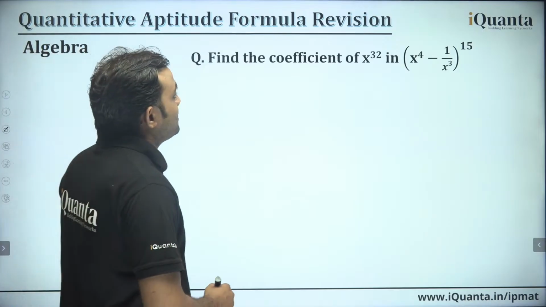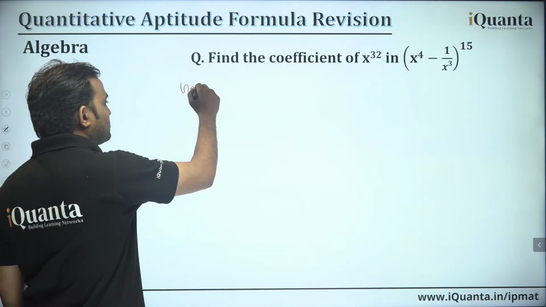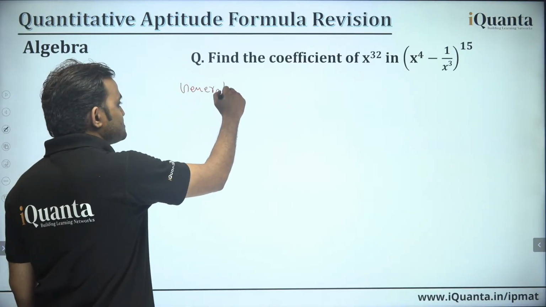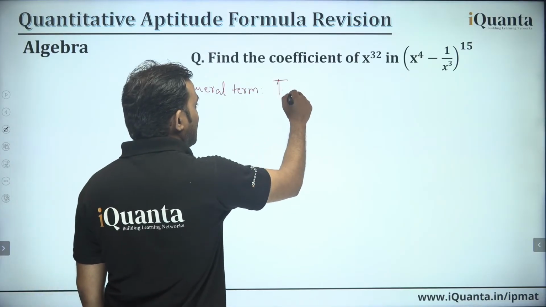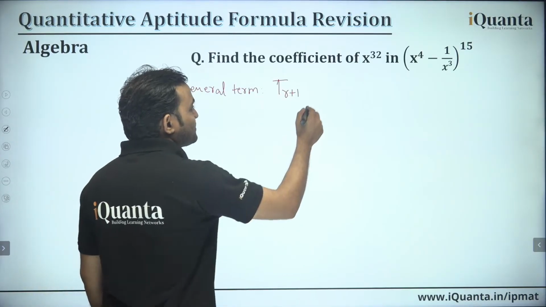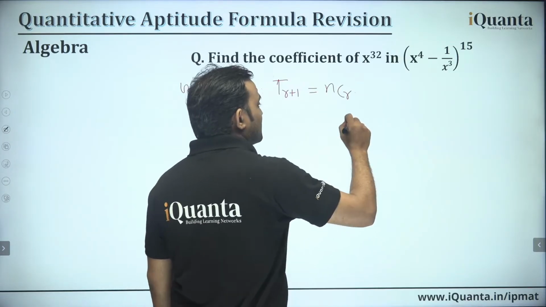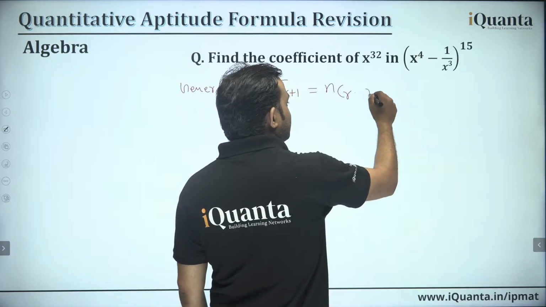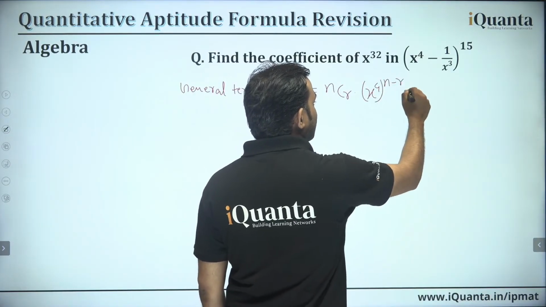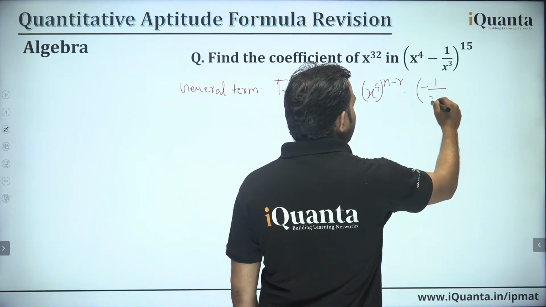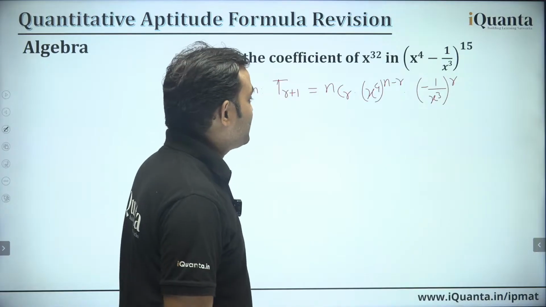So find the coefficient of x to the power 32. What will be the general term? Let's find out the general term. The general term is basically T(r+1). T(r+1) means nCr into, in this case, x to the power 4 to the power n minus r into minus 1 by x cube to the power r, right? We know the value of n, which is 15.